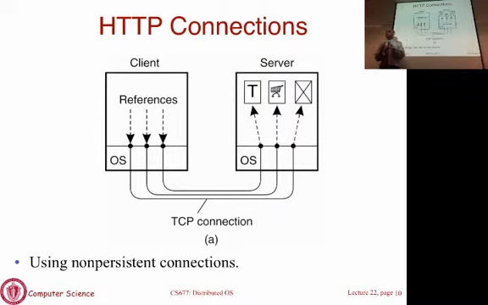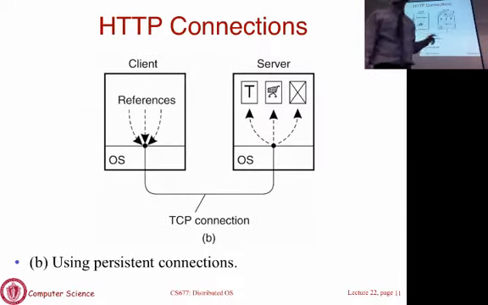And if that page has 5 other images, you set up 5 more connections, send off 5 more HTTP requests, get back the content, tear down the connection. Okay. That's one way to do it. That's called non-persistent HTTP. Here is another way to do it.